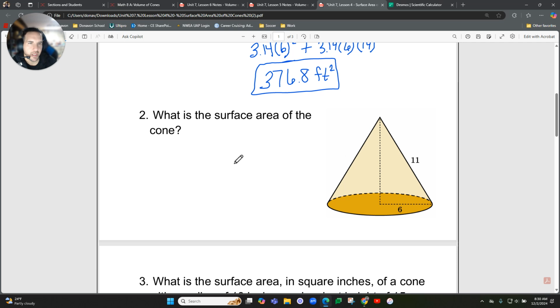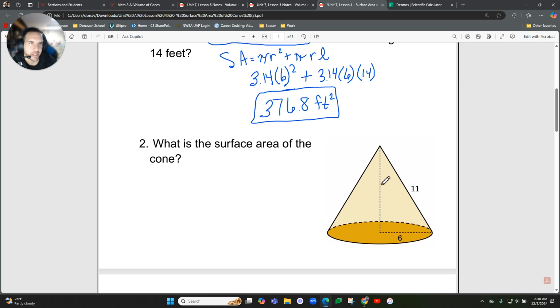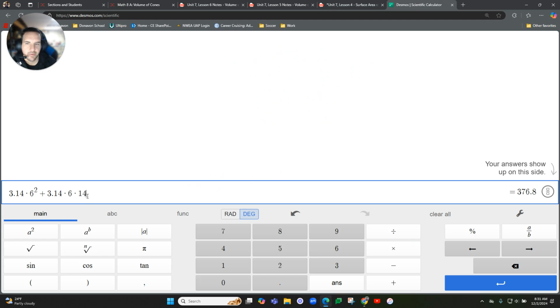All right, this one, same thing. We could go back into Desmos without having to write all this out. But remember, here's the formula, pi r squared. So pi is again 3.14 times r, which this time is 6 again, squared, plus 3.14, so pi times the radius times the slant height. The only thing we have to change is the 14 to an 11, because the radius was the exact same as the last one.